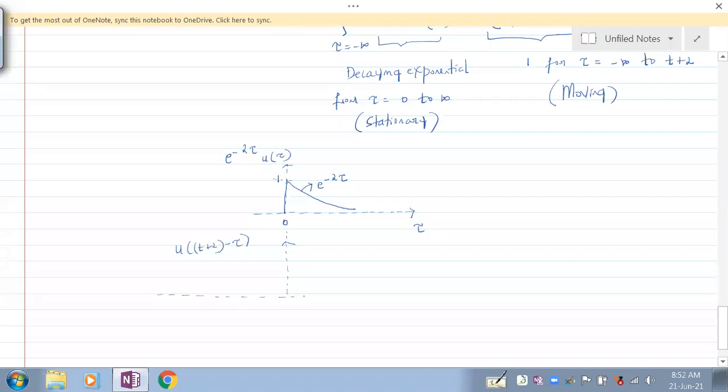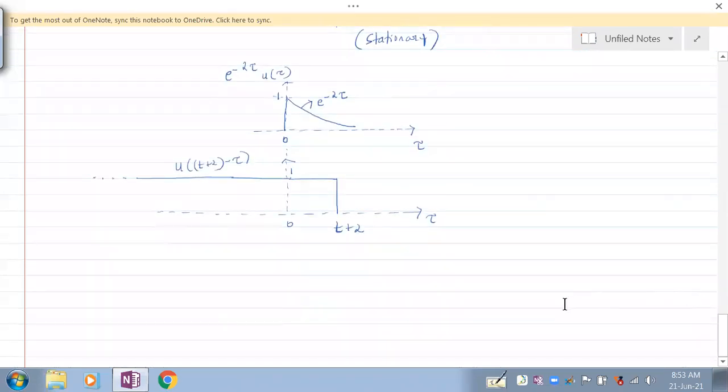If this is your tau, okay, then this is 1, okay, t plus 2. Understand? So this is 1 from minus infinity to, let me put dots here, t plus 2, and this is e power minus 2 tau from 0 to infinity. Fine. So case number 1 now.